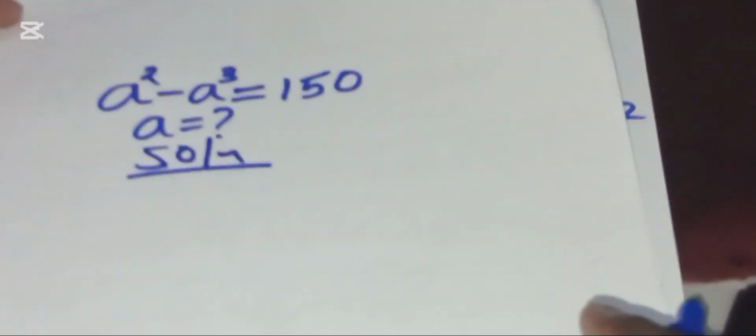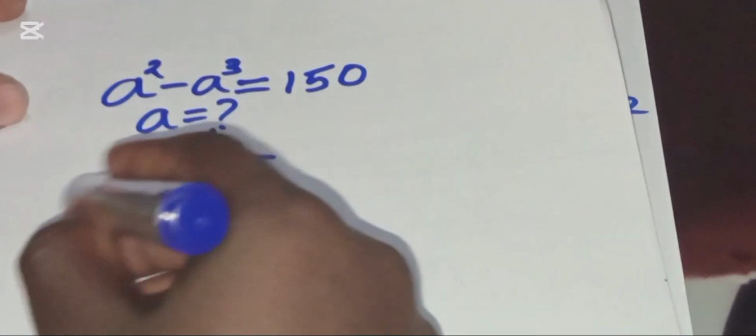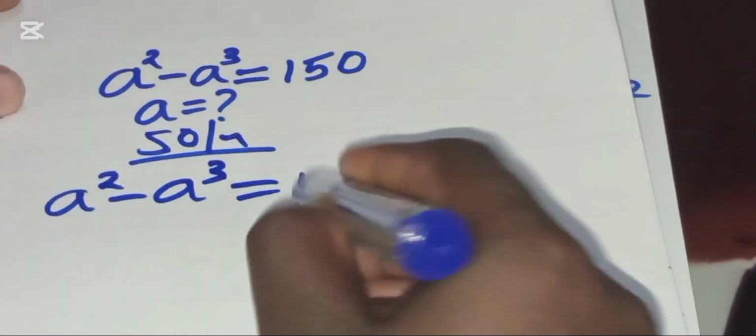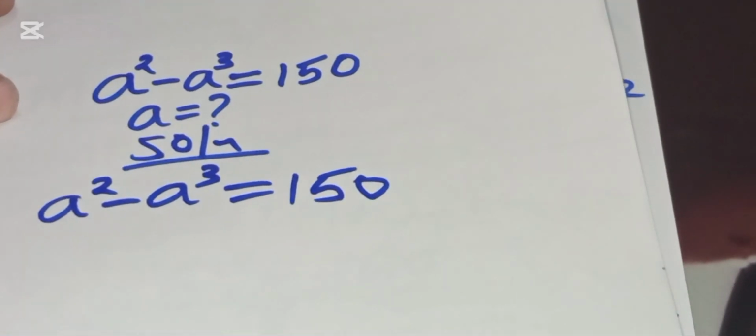Given this algebra problem, a to power 2 subtract a cubed is equal to 150. Find the value of a. Solution: we have a to power 2 subtract a to power 3, which is equal to 150.